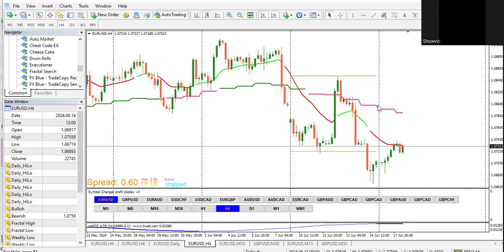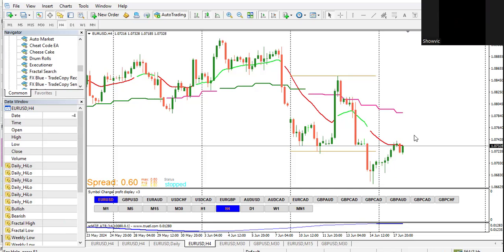So basically, on Euro USD, which is what we use for our intraday, you can see the fractal trend is bearish on the daily. All right, this is the daily. It's bearish on the daily, and it's also bearish on the 4 hours. So the fractal trend is bearish on the daily and bearish on the 4 hours.